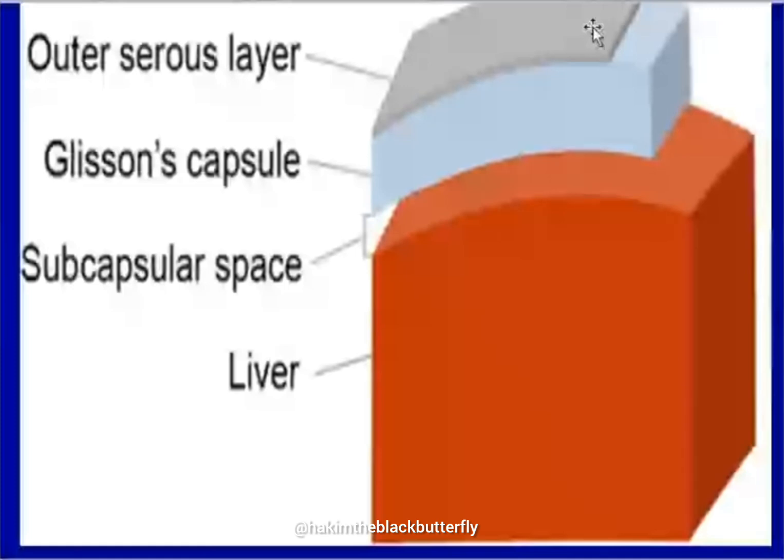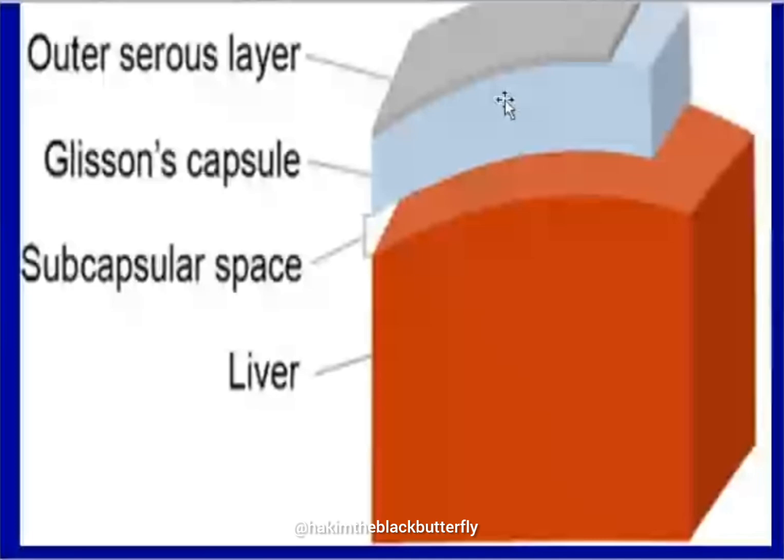Deep to the visceral peritoneum, we have this connective tissue known as the fibrous capsule or Glisson's capsule. So the liver is lined by the outer cellular layer, which is visceral peritoneum, and then a deeper connective tissue, which is known as Glisson's capsule or the fibrous capsule.